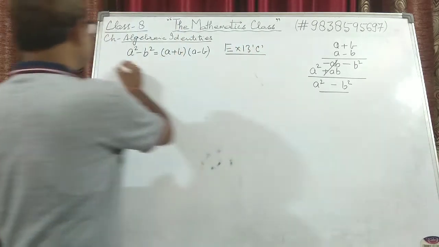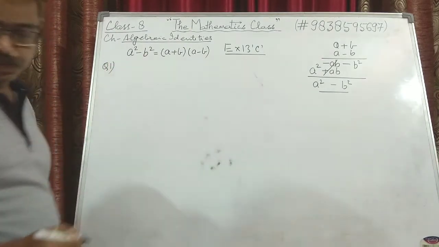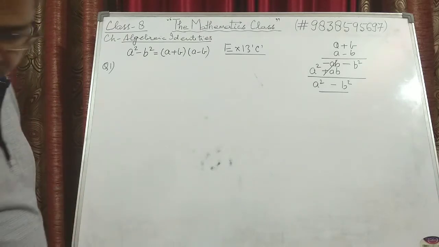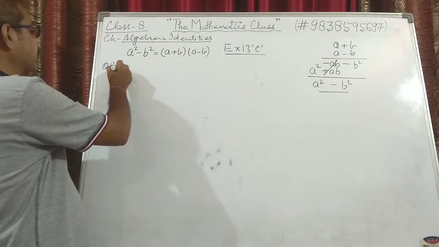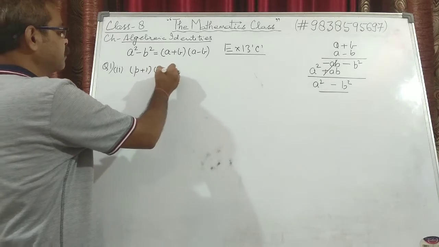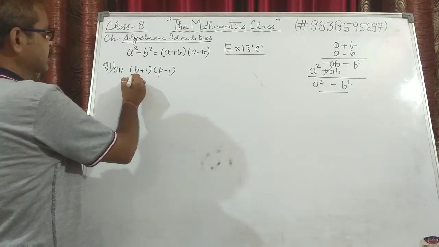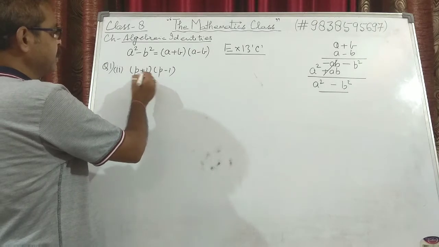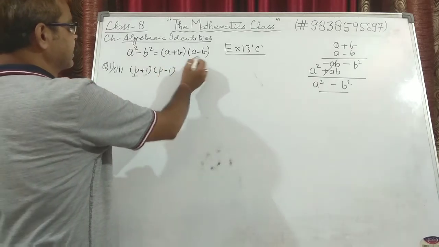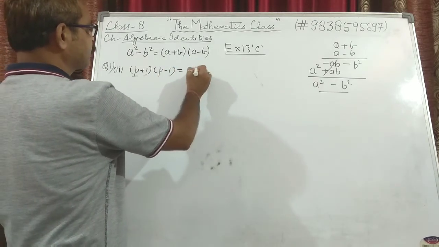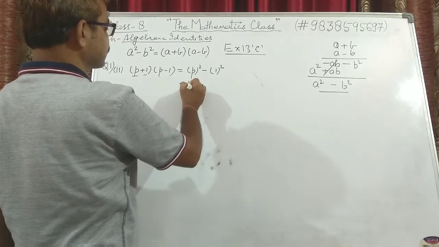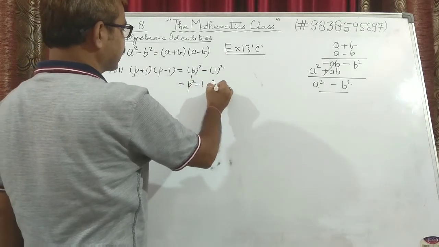We will take the first question. The first question has 10 parts, so we will be doing it in multiples of 2. Write down the product of the first question. The second part is: write the product of p plus 1 into p minus 1. If p is considered as a and 1 is considered as b, it is in the form of a plus b and a minus b. We know a plus b and a minus b is a square, that is p square, minus b square, that is 1 square. So it will become p square minus 1, final answer.